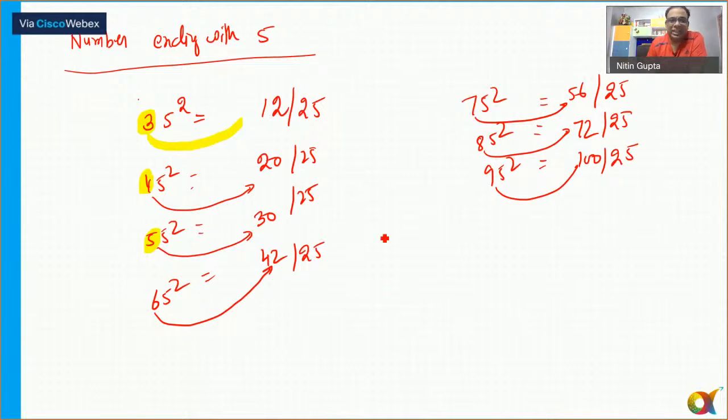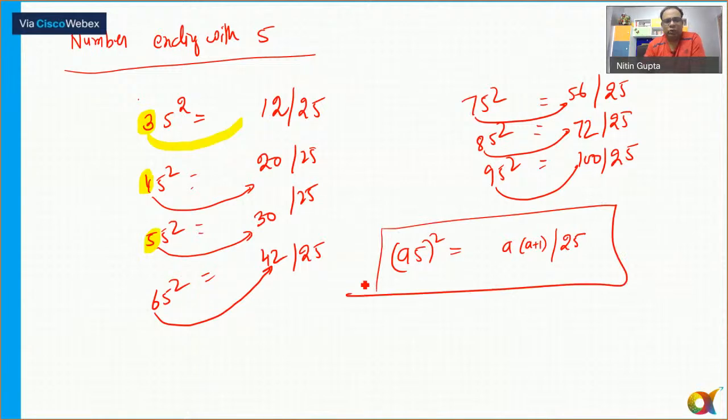So I can generalize it here. Let's say this is (a5) whole square. What is (a5) whole square? The last part will always be 25 and the first part is a into (a plus 1). With this logic, you can find out the square of any number ending with 5 easily. So I hope that it is clear.